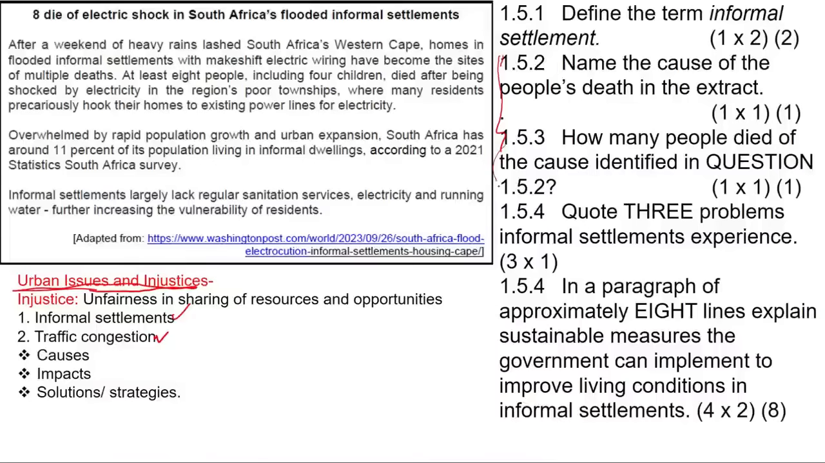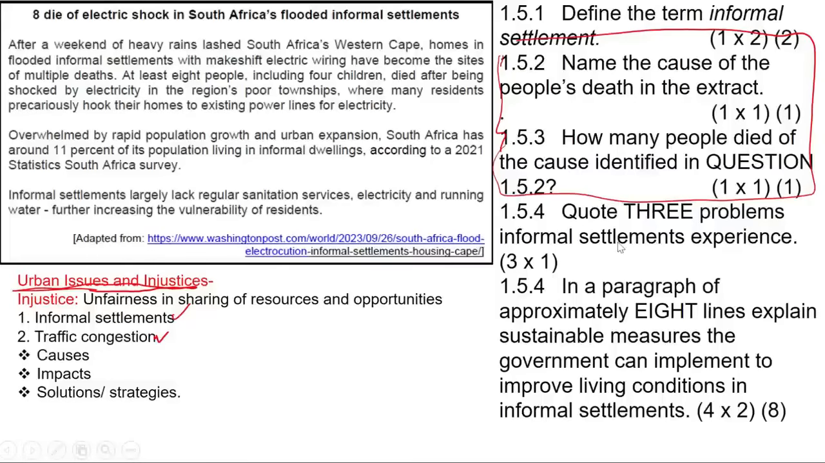Again, I'm not going through this one because these are only based on this extract. But what is our interest? Our interest is the concepts. So, code 3: problems, informal settlement experiences. Even if it is not there, it is also a concept.